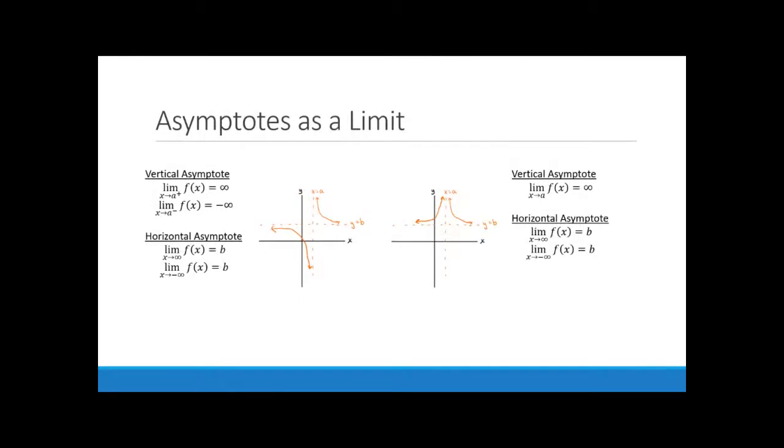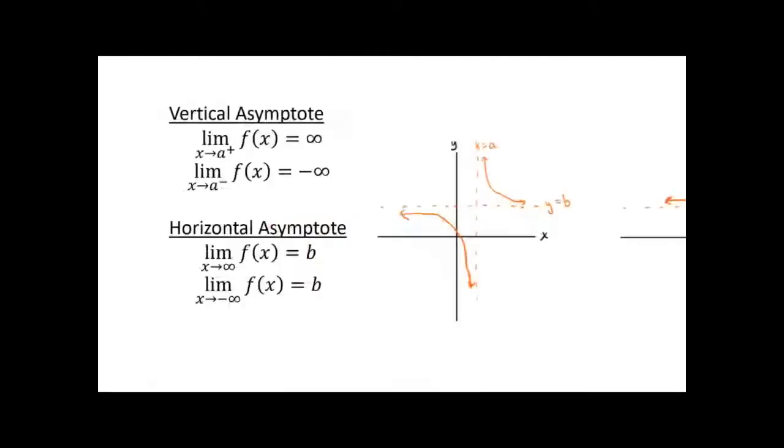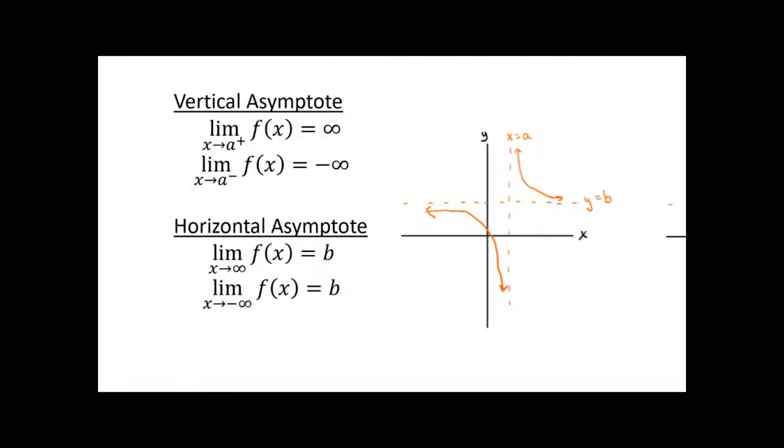And so let's connect that to limits itself, because this gets a little interesting. I'm going to start with the first graph. We have a horizontal asymptote at y equals b, and then we have a vertical asymptote at x equals a. These are just some numbers, a, b, whatever the numbers are.